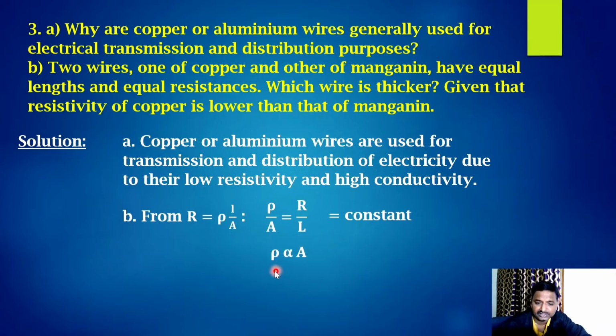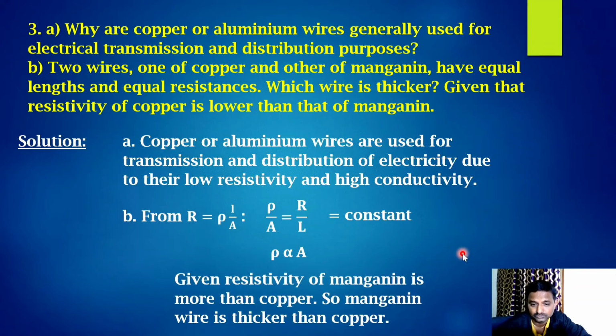Then we can write resistivity is directly proportional to area of cross section of the given conductors. So among given metals, the one having more resistivity is thicker. Given resistivity of manganese is more than copper, so manganese wire is thicker than copper.